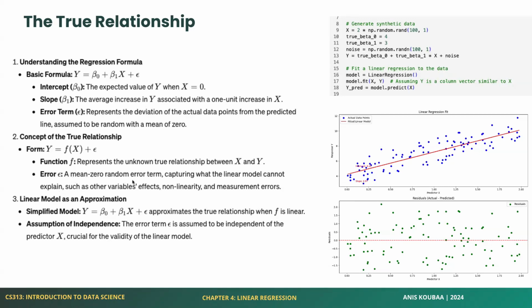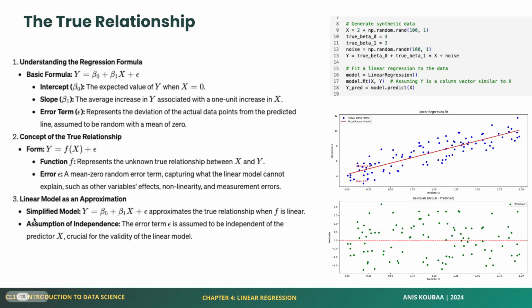So a mean 0 random error term captures what the linear model cannot explain, okay, because this line is a good predictor, but it cannot explain this randomness, the noise that cannot be captured by the regression line. And of course, when the variance is high, the noise will be much higher, and the error, which is the deviation from the regression line, will naturally be also higher.